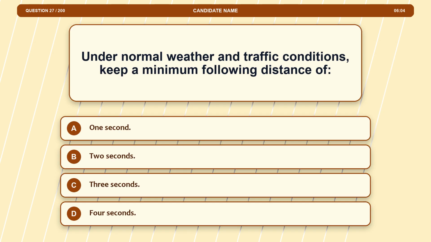Question 27. Under normal weather and traffic conditions, keep a minimum following distance of the Option A, 1 second. Option B, 2 seconds. Option C, 3 seconds. Option D, 4 seconds.